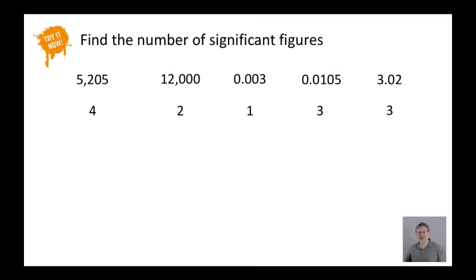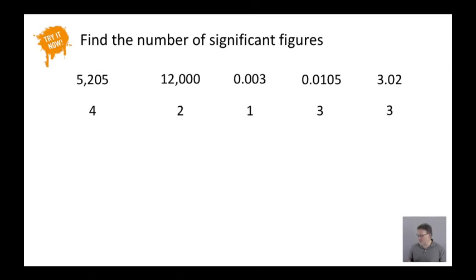For the second one, the 1 and the 2, but since we're before the decimal point, none of those trailing zeros are significant. If we were after the decimal point, then yes, those would be significant, but we're still before a decimal point, so they're not significant. So the 1 and 2 there are the only significant digits.